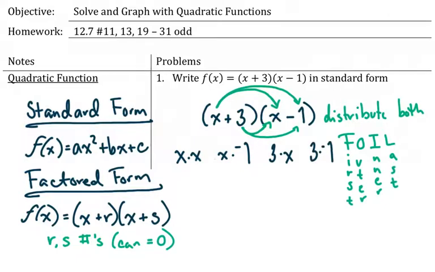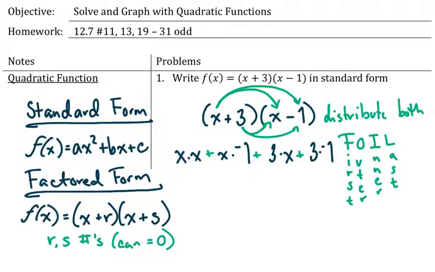So FOIL is a helpful mnemonic, but as you can see, what we did is just distribution. We distributed the x first to both of these, and then the 3, and now we have these terms here, and just like in the distributive property, we are going to add them all together and simplify.